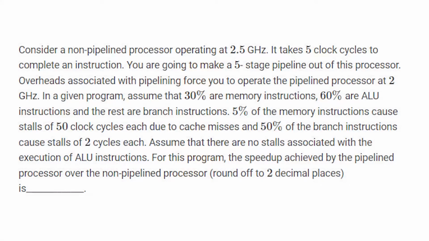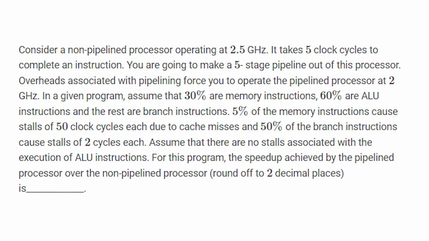Consider a non-pipelined processor operating at 2.5 gigahertz. It takes 5 clock cycles to complete an instruction. You are going to make a 5-stage pipeline out of this processor. Overheads associated with the pipelining force you to operate the pipeline processor at 2 gigahertz.